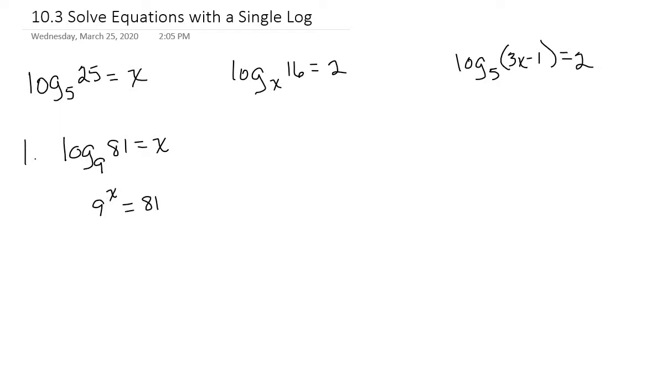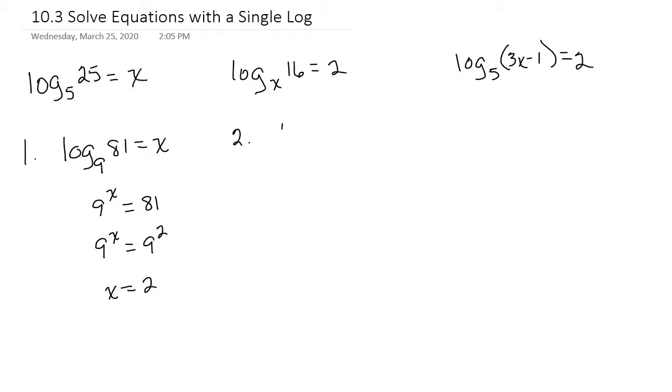Well, that is just like what we did in section 2. I know that 81 can be written as 9 squared, so I've got these two powers equal to each other. The bases are equal, so the exponents have to be equal as well.